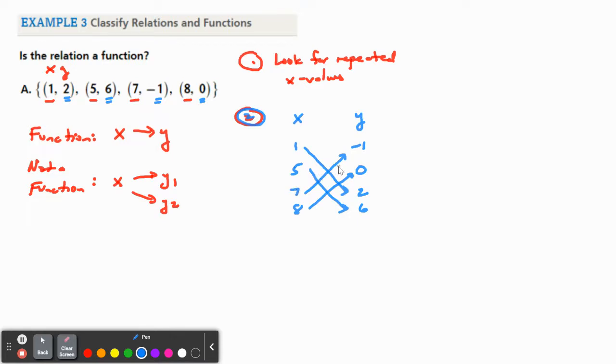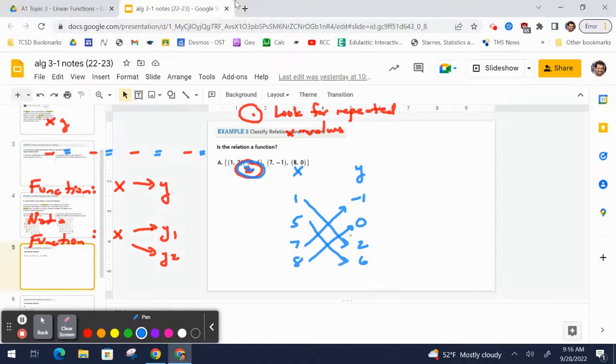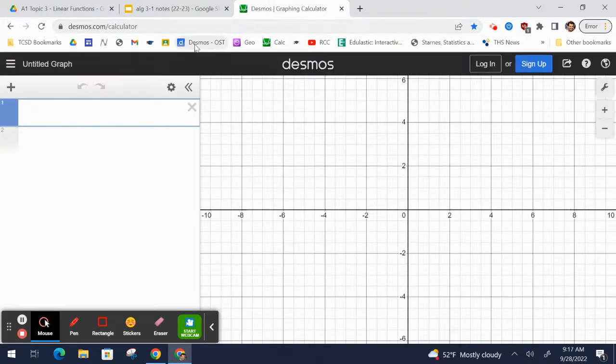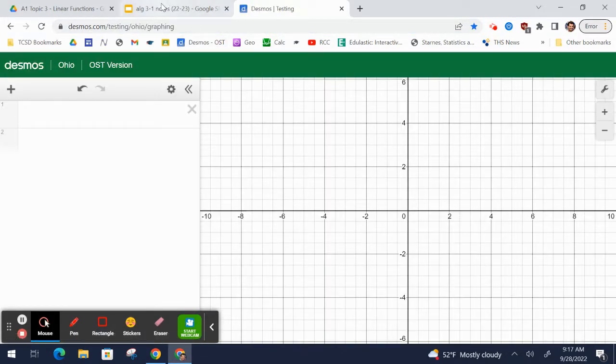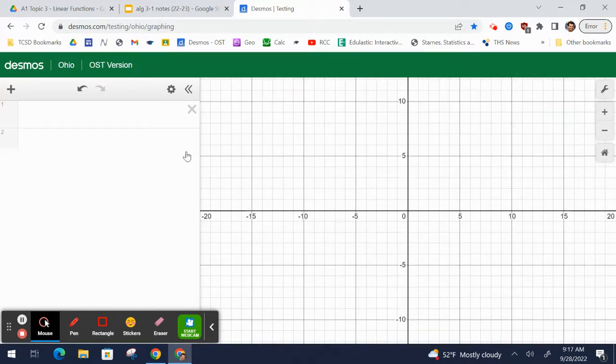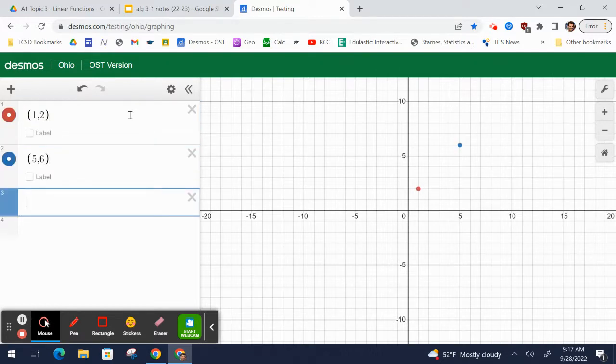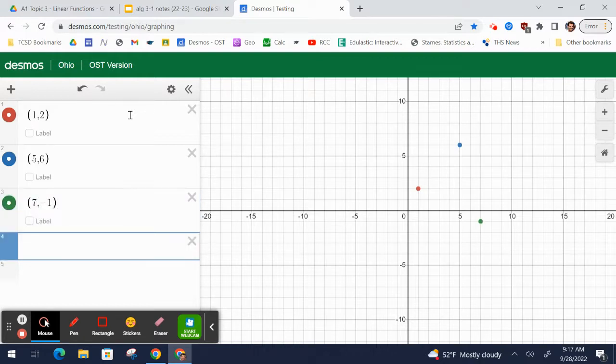The other thing we could do is graph it real fast. I'm going to show you on Desmos real fast how to graph, again using the Desmos tool to your benefit. So let me bring it up here. Not that one. We're going to use the testing one. Okay, so I always like to zoom out 1. And I have the ordered pairs right here next to me. So we're going to put in 1, 2. And we're going to put in 5, 6. And we're going to put in 7, -1. You could do these all in the same box if you wanted to. And I'm going to do 8, 0.